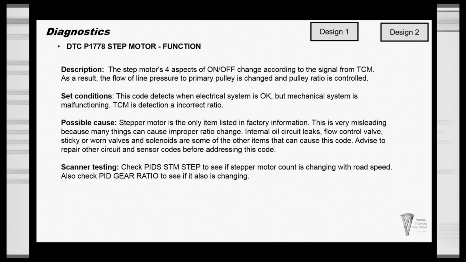So what it is saying here, and this is the biggest key right here, set conditions. This code detects when the electrical system is okay, but the mechanical system is malfunctioning. The TCM is detecting an incorrect ratio. On the scan tool you will see stepper motor counts going up and down, but your ratio PID is not changing. It's going to say P1778. It's blaming the stepper motor for no ratio change because the job of the stepper motor is to change ratios.